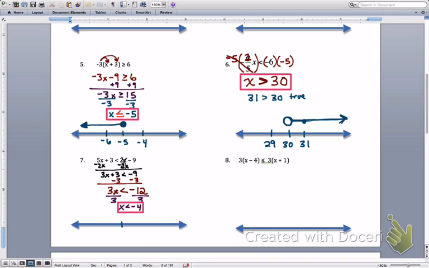Let's go ahead and graph this. My critical value is at -4. So 1 to the left is -5 and 1 to the right is -3. It is a less than sign, so I need an open circle. And anything less than -4 is going to be to the left.